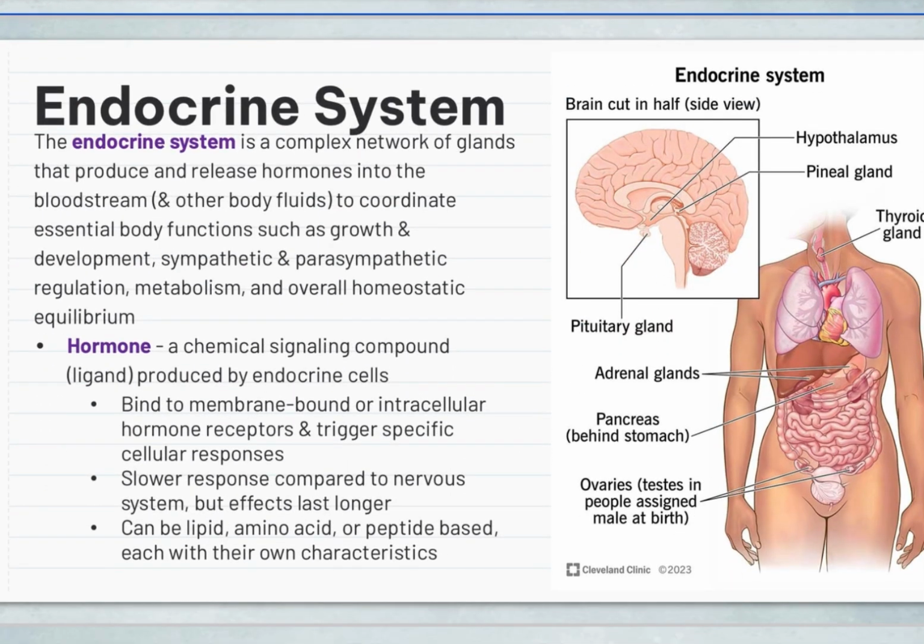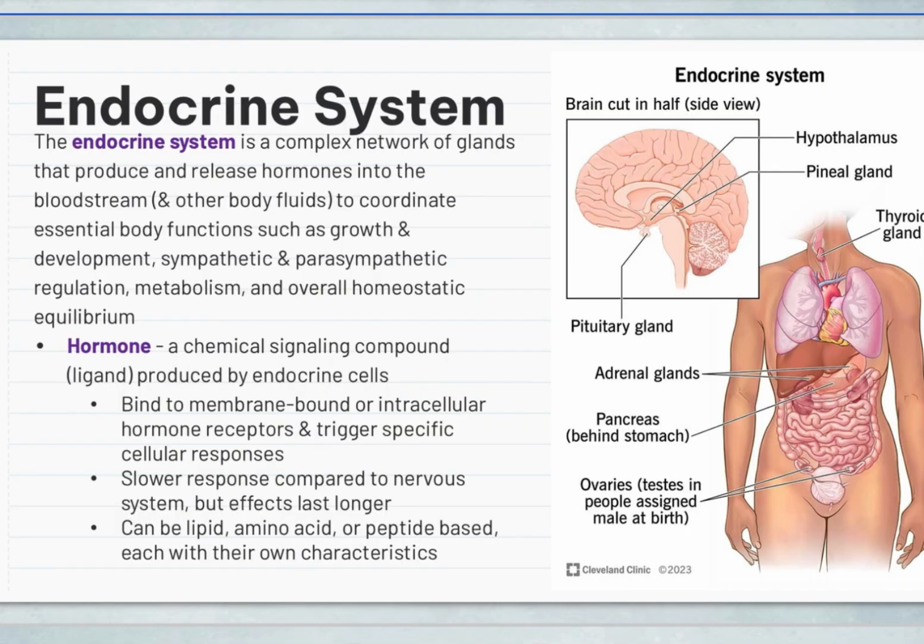The endocrine system is a complex network of glands that produce and release hormones into the bloodstream and other bodily fluids, primarily the bloodstream. They do this to coordinate essential body functions such as growth, development, the sympathetic and parasympathetic regulations, metabolism, and overall homeostatic equilibrium. A hormone, which is our primary part of the endocrine system, is a chemical signaling compound. It's a ligand, produced by endocrine cells, and it binds to membrane or intracellular hormone receptors, which then trigger specific cellular responses.